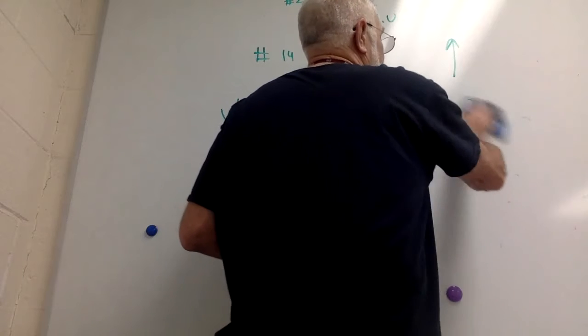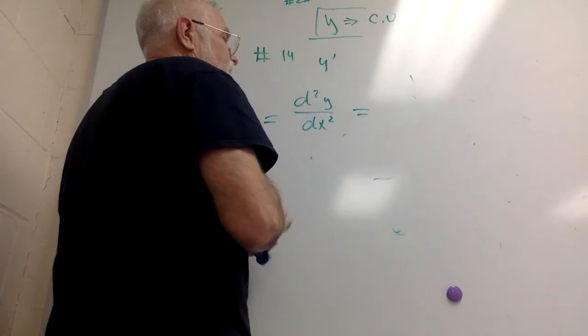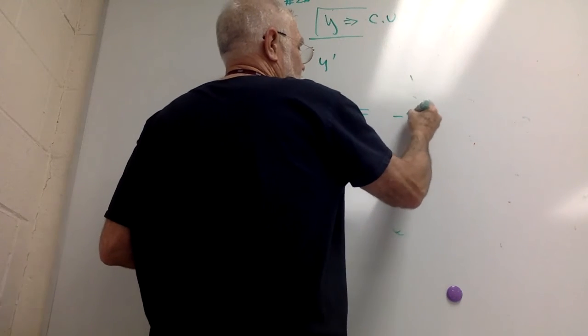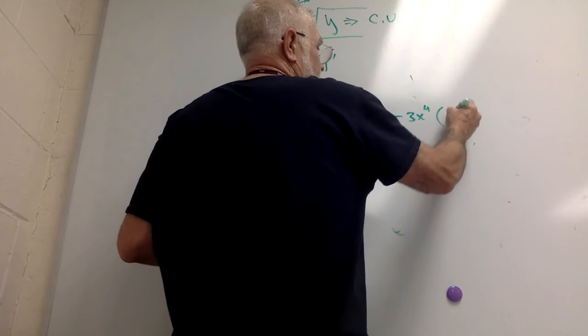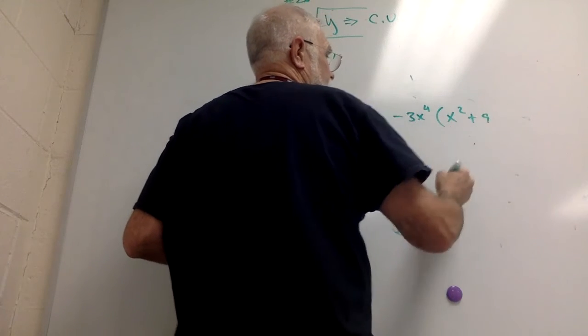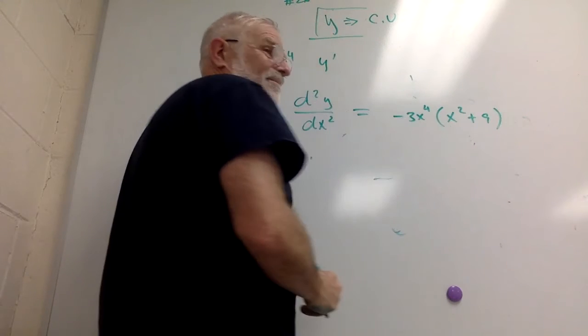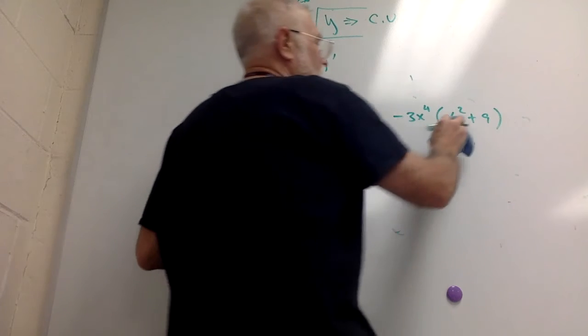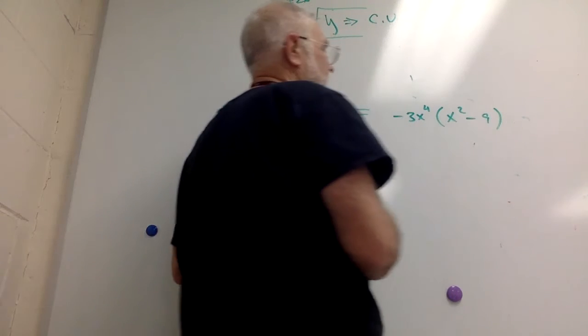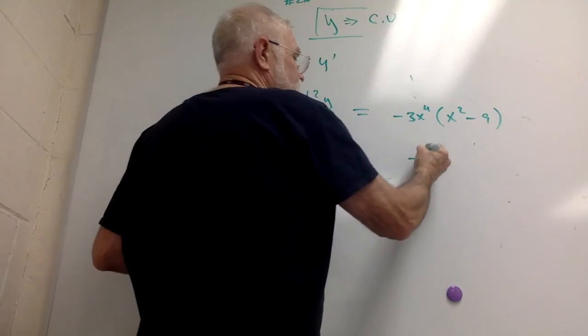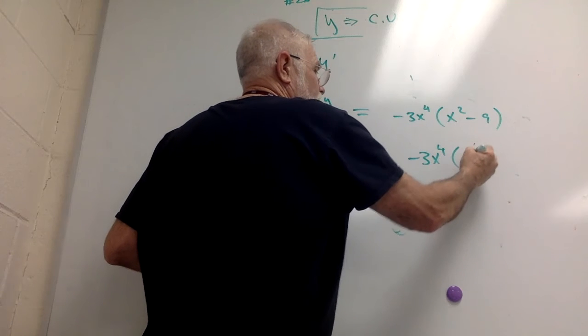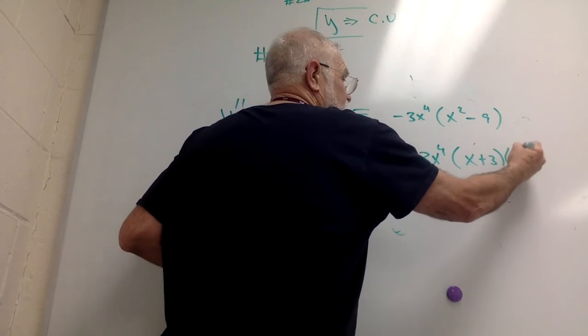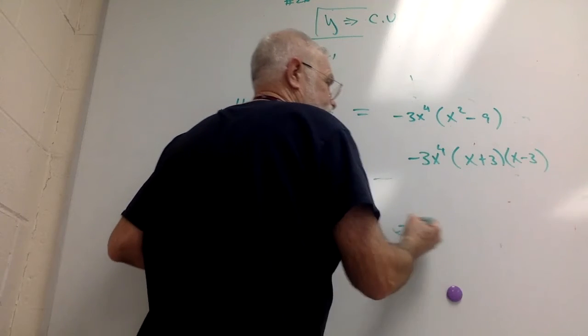Okay, let's do another couple. All right, second derivative. Let's look at minus 3x to the fourth times x squared plus 9. Can't factor that. Can't make it 0. So I wouldn't do that to you. I'd do x squared minus 9. All right, and your challenge is to rewrite it as minus 3x to the fourth times x plus 3, x minus 3, and then graph it.